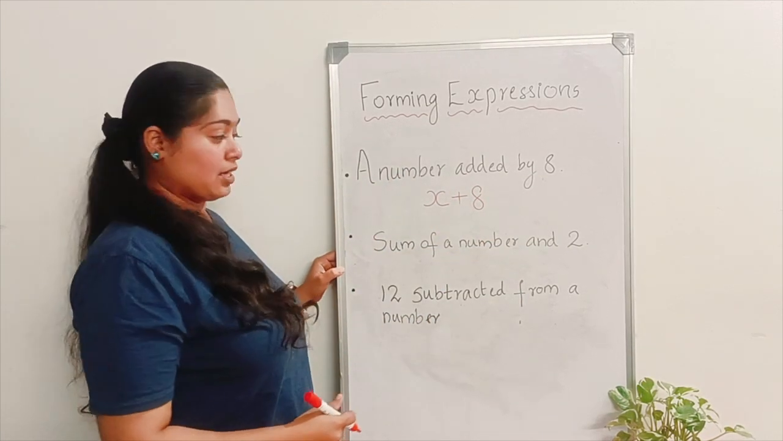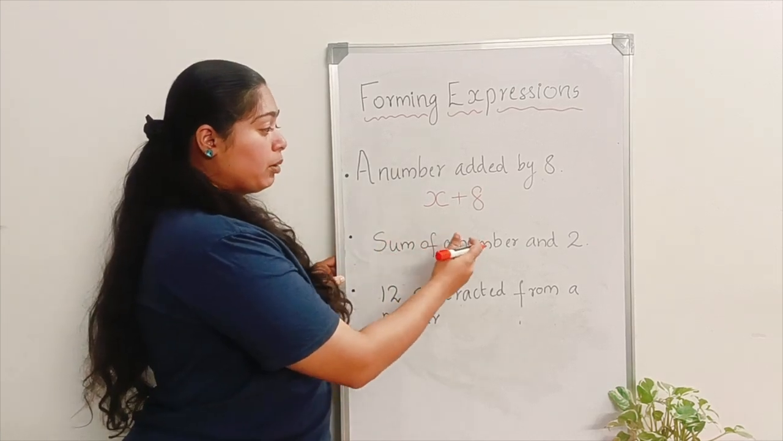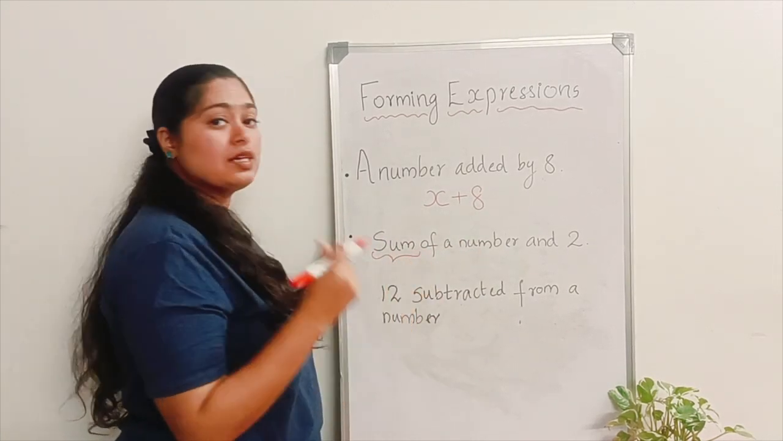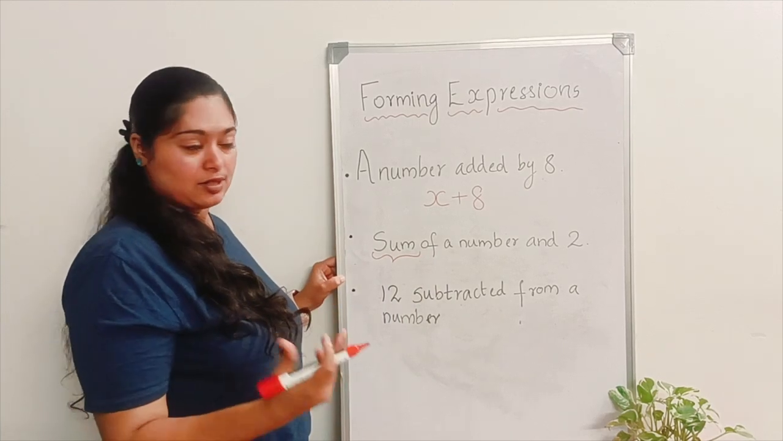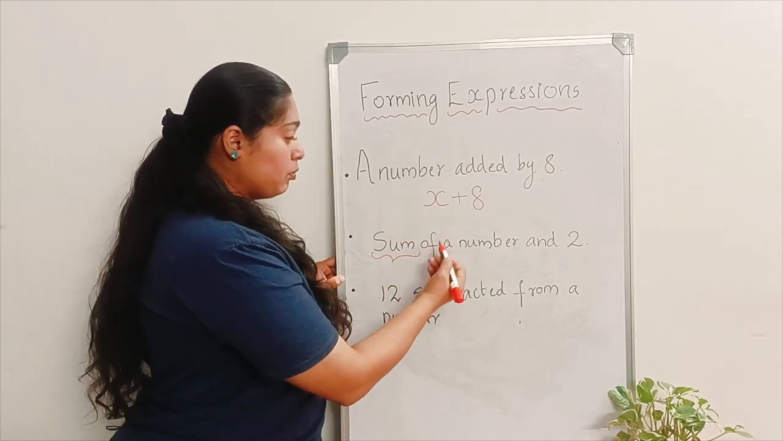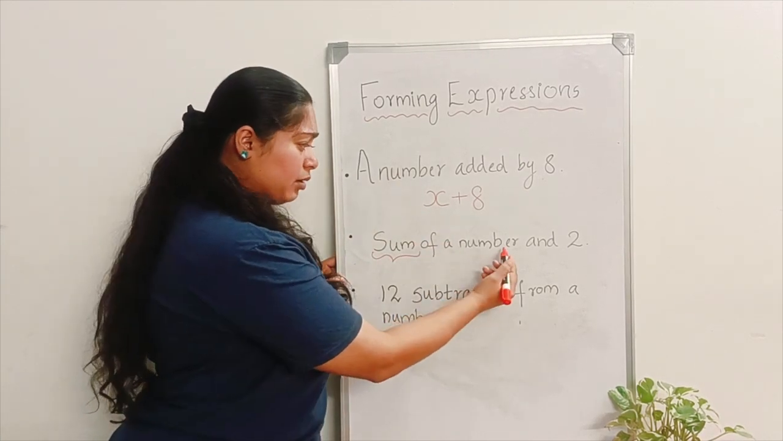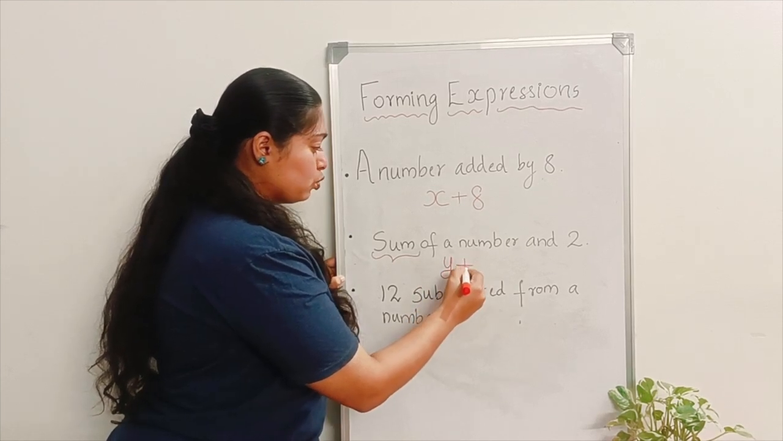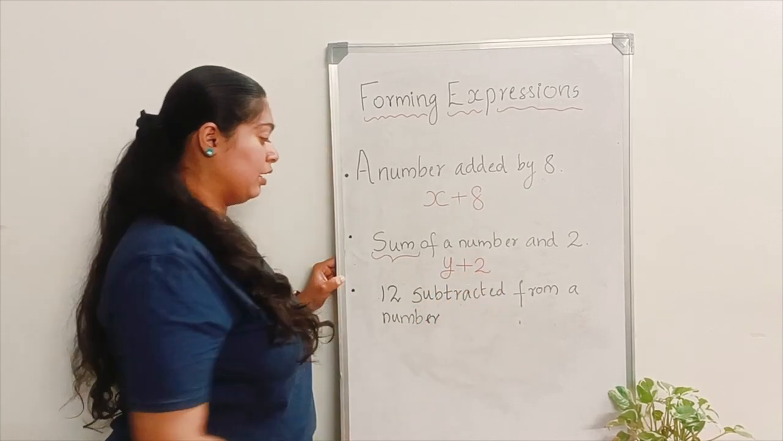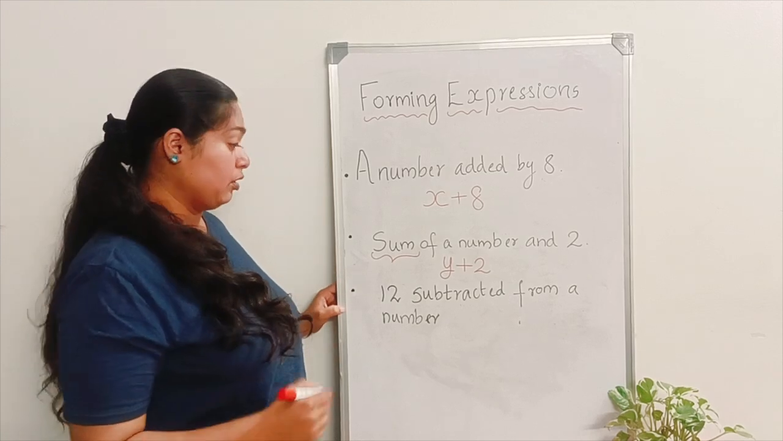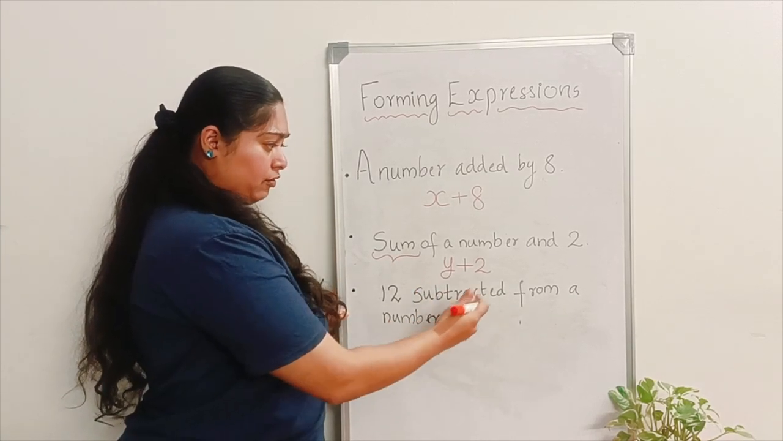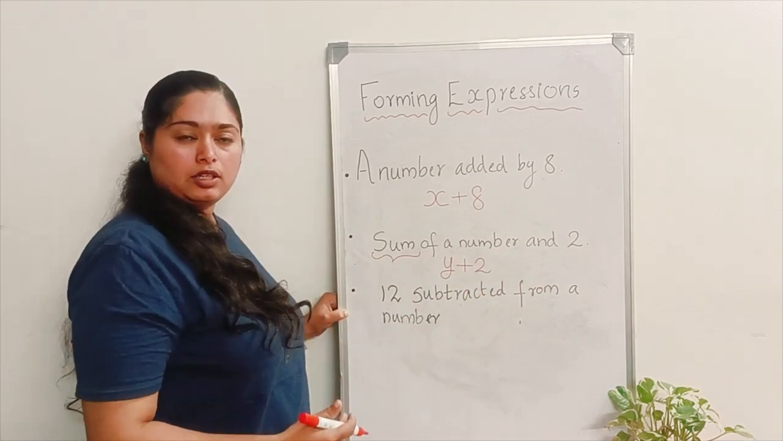Let's look at the second example: sum of a number and 2. Here let's highlight the word sum. Sum means it's addition itself. So again, sum or addition of a random number, this time let me take it as y, and 2. So y plus 2. The third example or situation is 12 subtracted from a number.